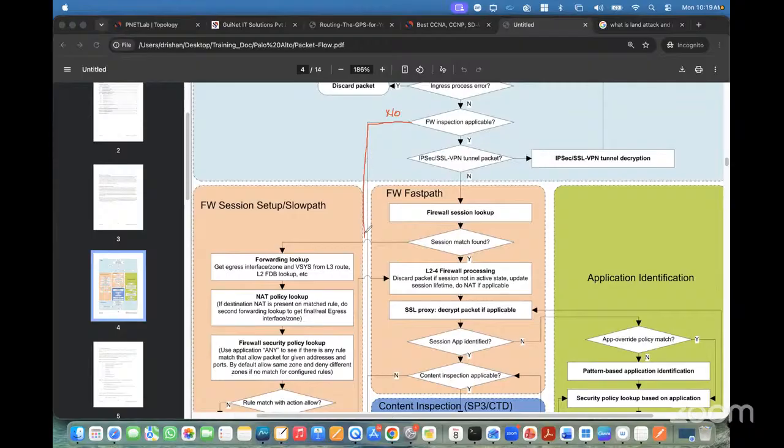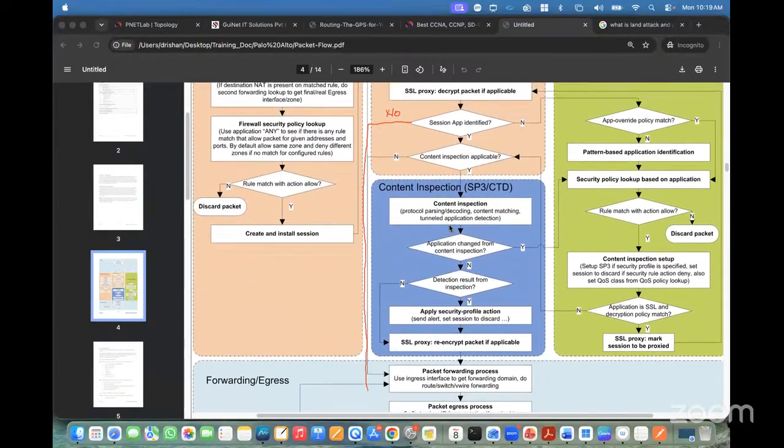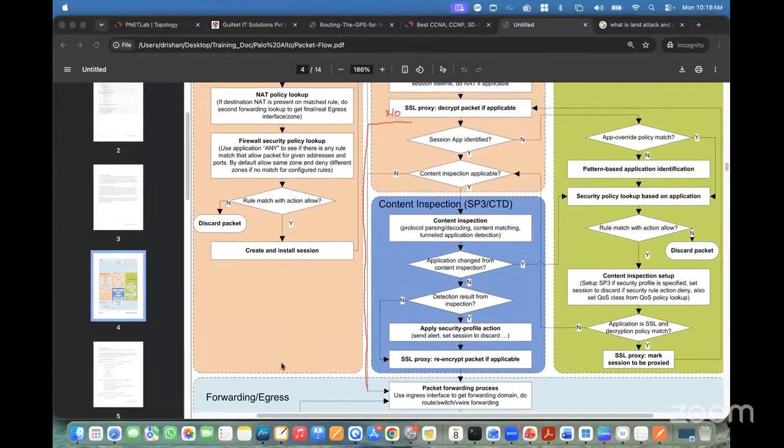Then a simple packet is going to be like this. Let me go down and see. It is going to go this way, and further it is going to the destination.